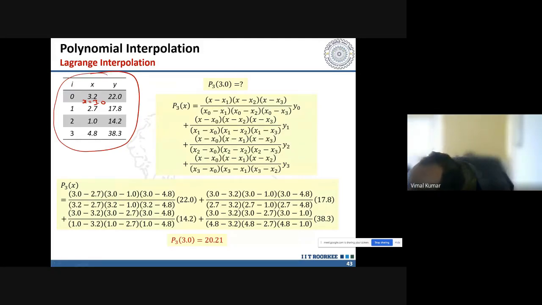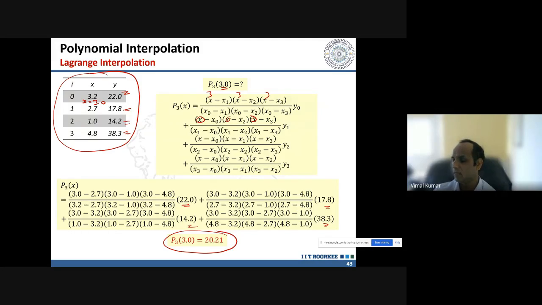And x I said 3. So x is 3, 3, 3, 3, this is 3, this is 3, this is 3. So I'll put all the values and then simply solve this. This is my y0, you can see this is y0, this is y1, this is y2, this is y3. So I just simply put all the x values, all the y values, straightforward, I obtain the value 20.21.